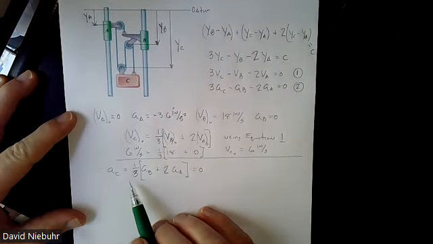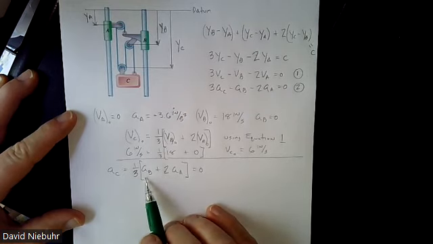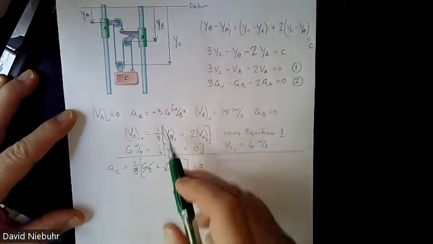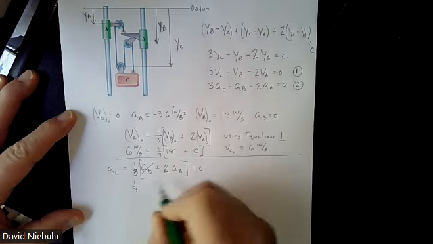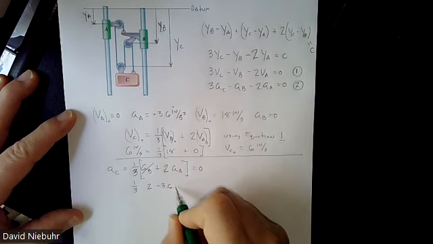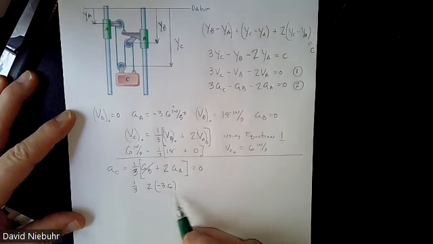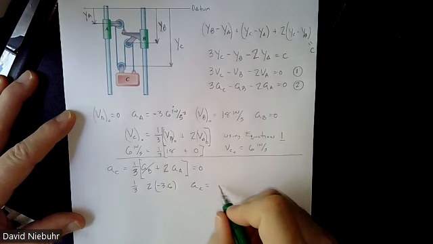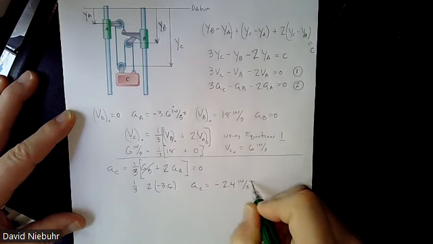So AC equals 1/3. So what do we know? That's going to be AB is 0, right? So that goes away. So we have AA is negative 3.6. So basically we have 1/3 times 2 times negative 3.6, right? So 2/3 of 3.6, or 2/3 of 36, is 24. Therefore, AC equals negative 2.4 inches per second squared.